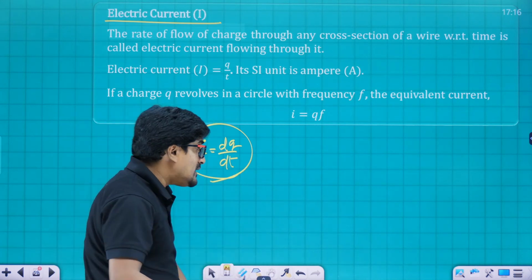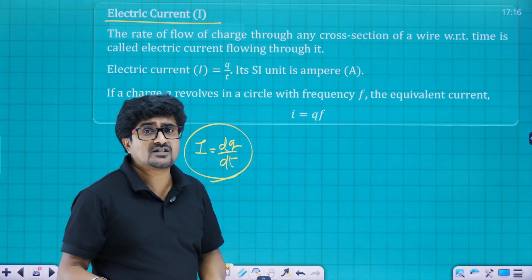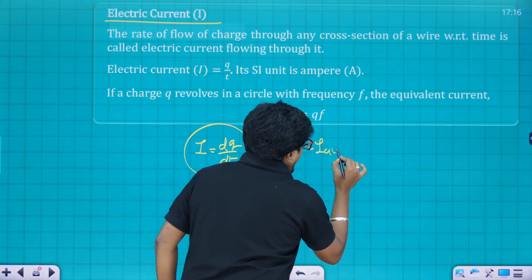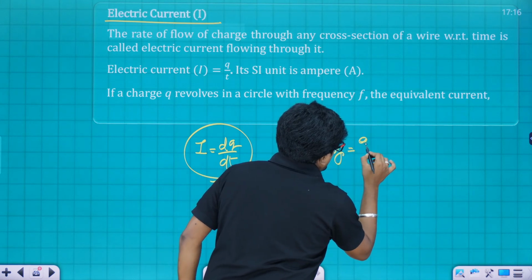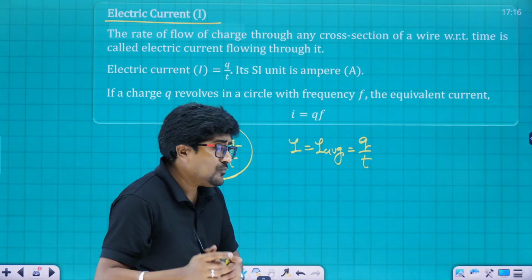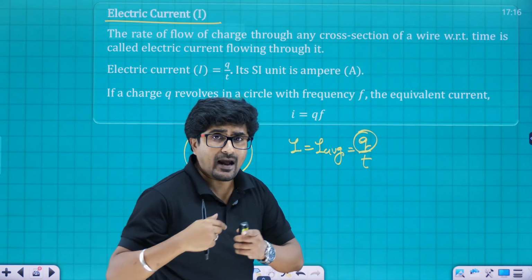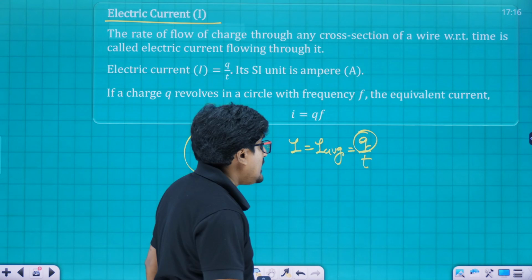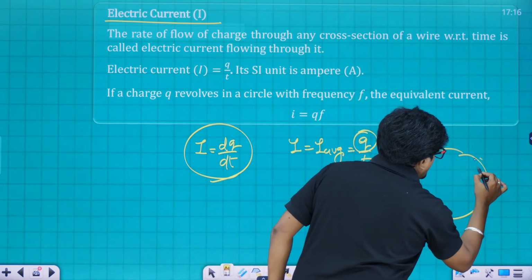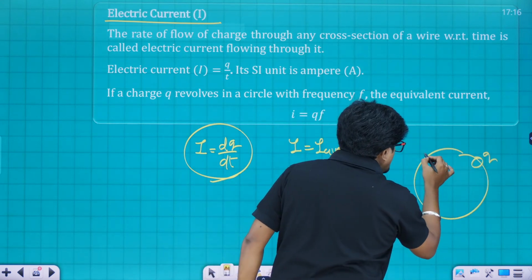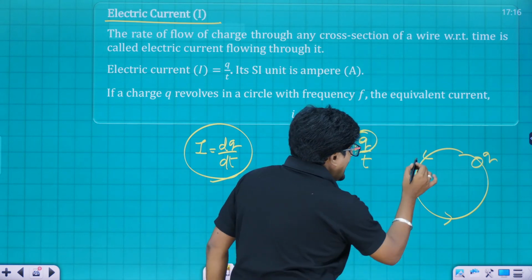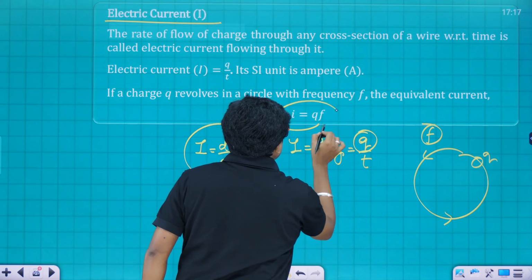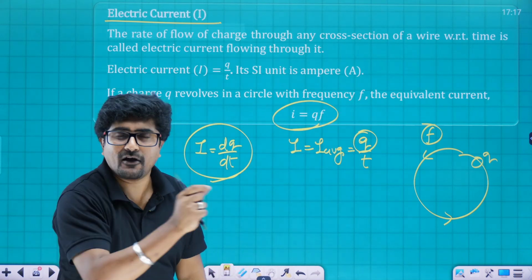And if we have a steady flow, that means equal charges are being transmitted in equal intervals of time, then instantaneous current equals average current, that is q divided by t, where t is the time in which q amount of charge traversed the cross section of a given wire. And if a charge of magnitude q is moving in a circular path like this, and the frequency of that motion is small f, then the current is I equal to q times f.